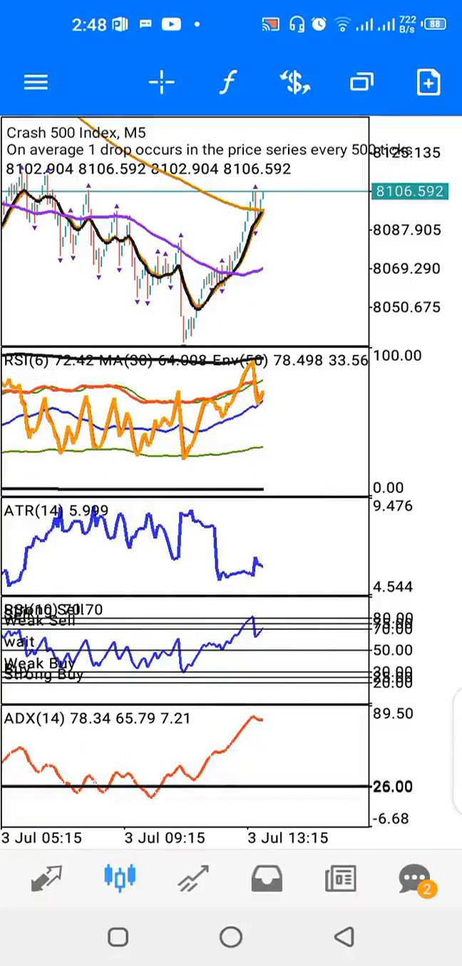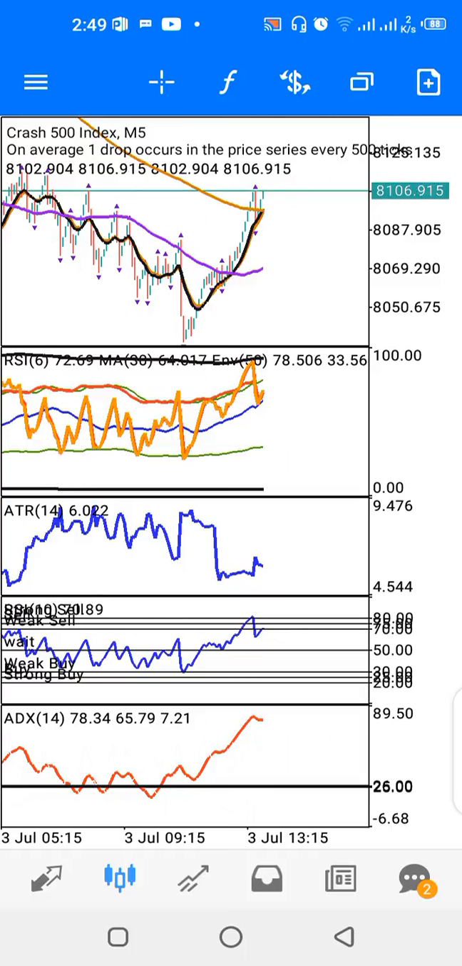Today we'll be looking at a strategy you can use to trade crash 500 index. On my screen I have crash 500 index and I have 5 windows.